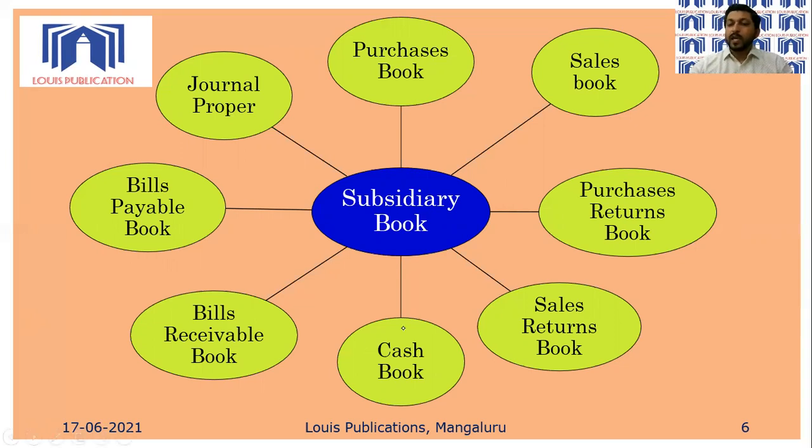Then we have a book called cash book: all cash receipts, all cash payments, whether cash received for sale of an asset, whether cash received for sale of goods, whether cash paid for purchase of an asset or for purchase of goods, anything and everything pertaining to cash, including bank, is recorded in a book called cash book. Then we have the bills receivable book, where we are going to record all bills receivable received during the year, not cash received, all bills receivable received. In the bills payable book, we are going to record all bills payable accepted during the period. And journal proper is called a residual book. We will talk about journal proper in today's presentation.